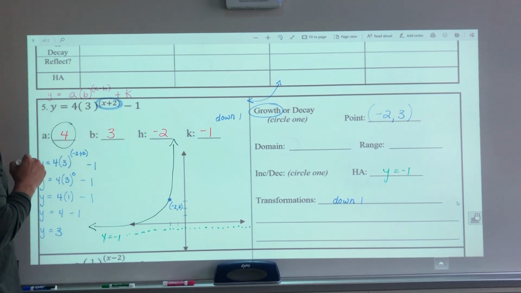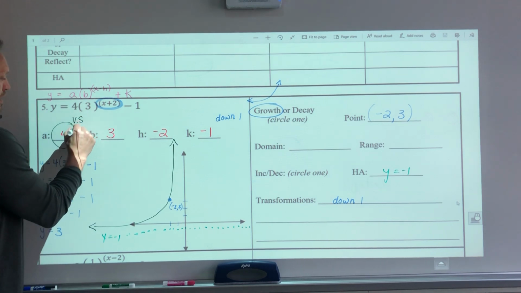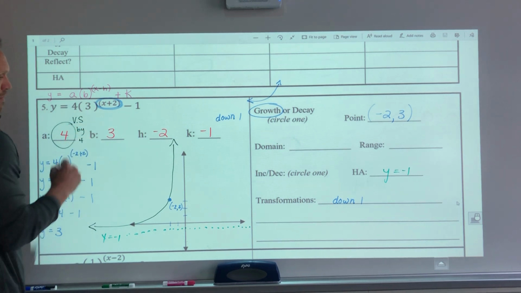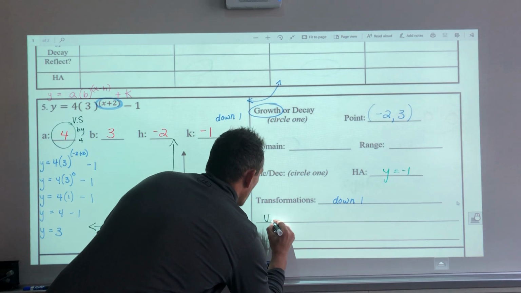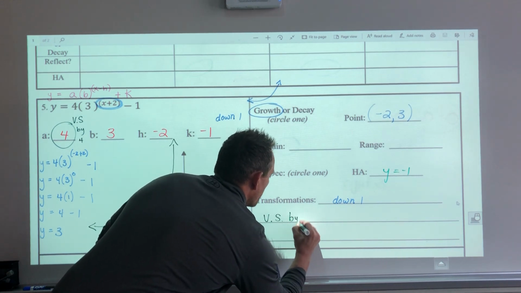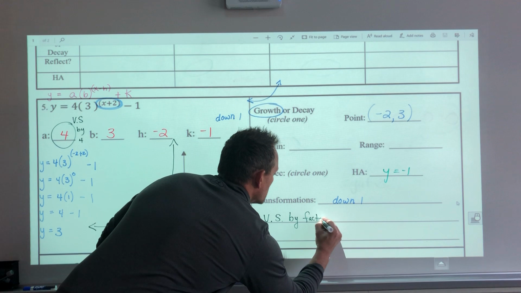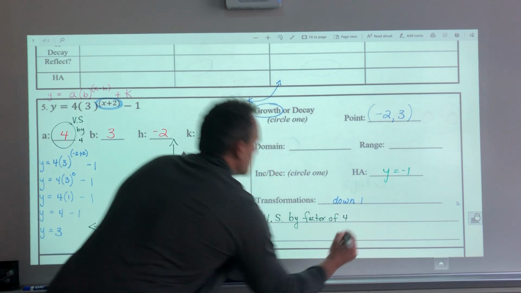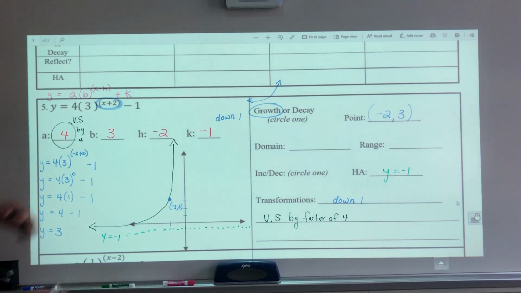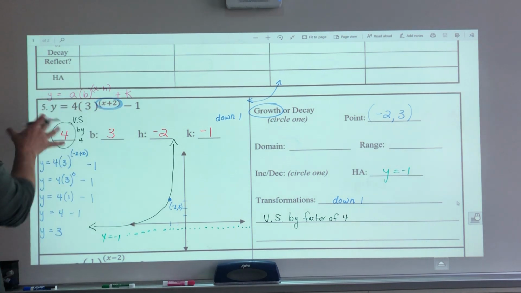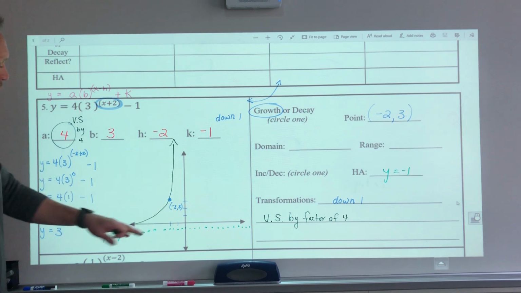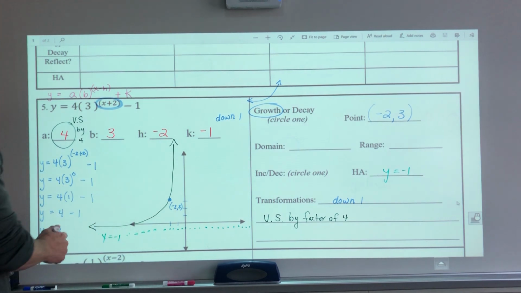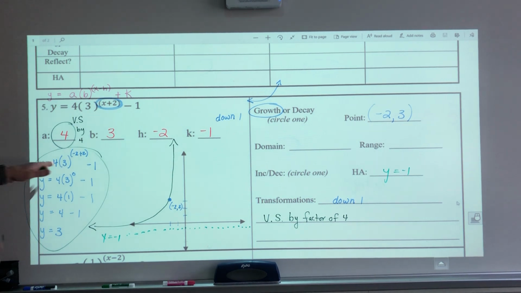This here, this 4 vertically stretches by 4. So that's a transformation. Vertical stretch by factor of 4. That means everything's getting multiplied by 4. We could have done all these other points the same way. Had you moved this, and it would have still ended up with your baseline point of -2, 3. But I think it's easiest to go that way with it. Okay? Plug in what's going to make that 0, and that's going to give you a baseline point.